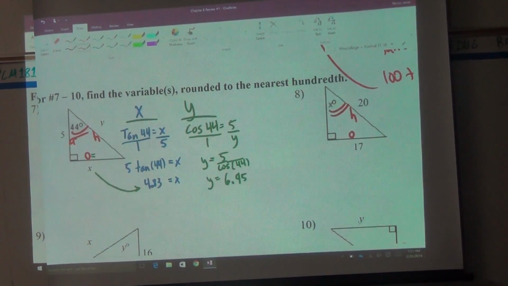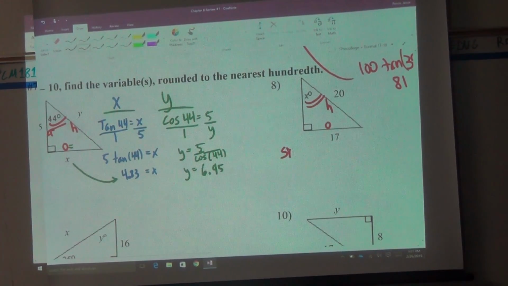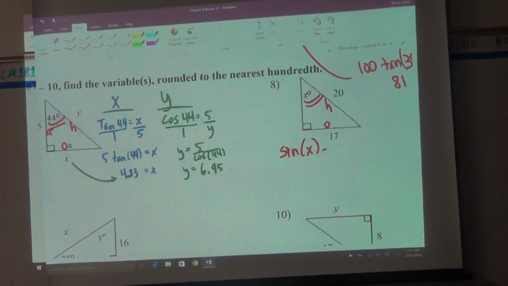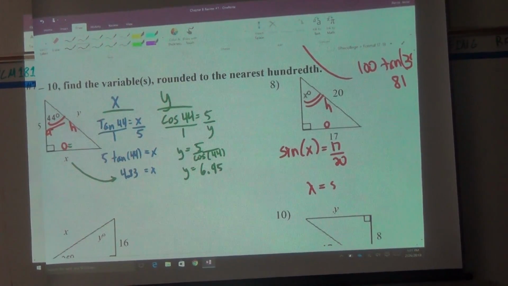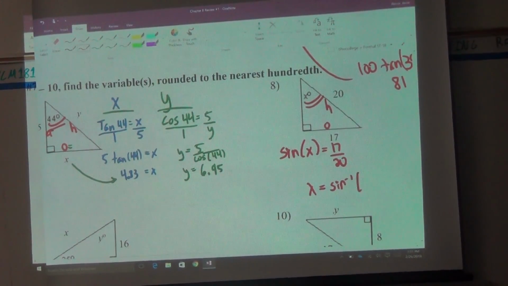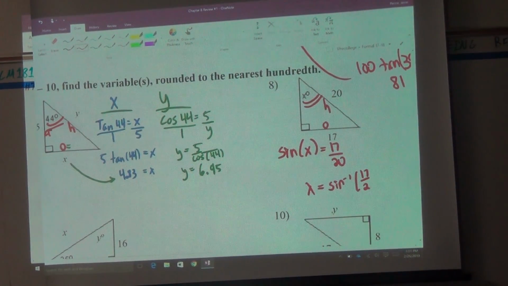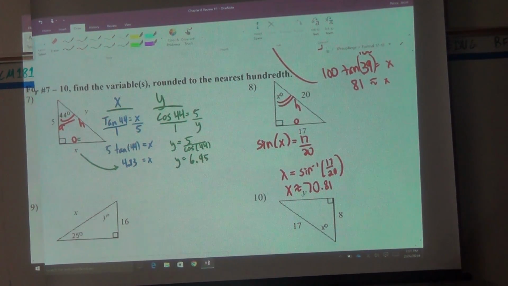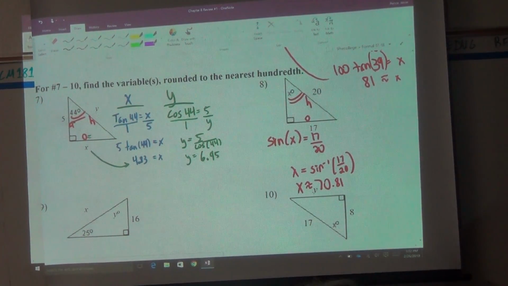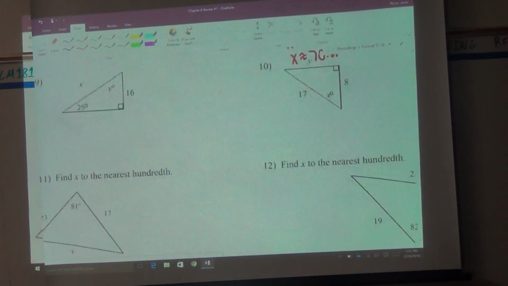Sine. So we're going to say the sine of our angle, and in this case it's x, equals 17 over 20. That means that x equals the sine inverse of 17 over 20. Remember, we want this with 2 decimal places. Steve? 70.81. Okay. There's some more practice on 9 and 10, but there's nothing new there, so I'm going to leave you guys with just 7 and 8 done. Okay, let's go on to the next section.